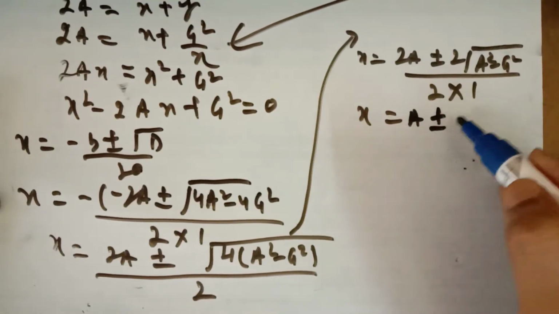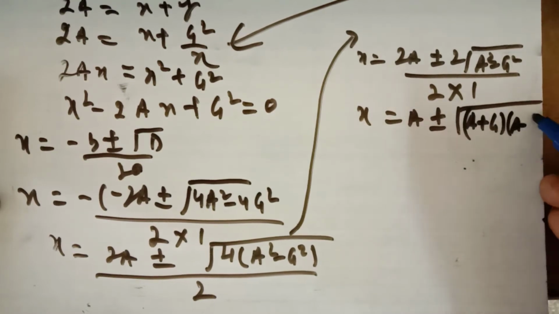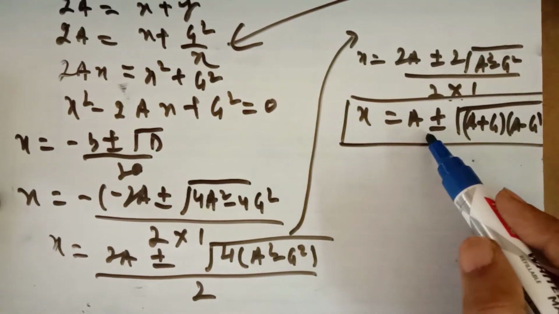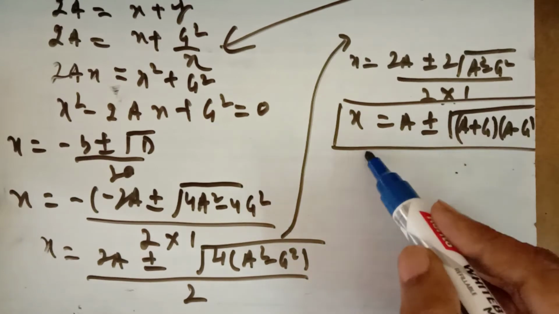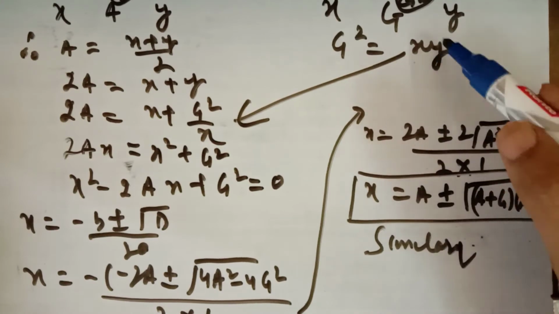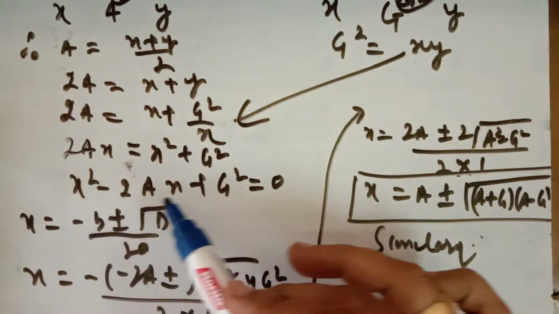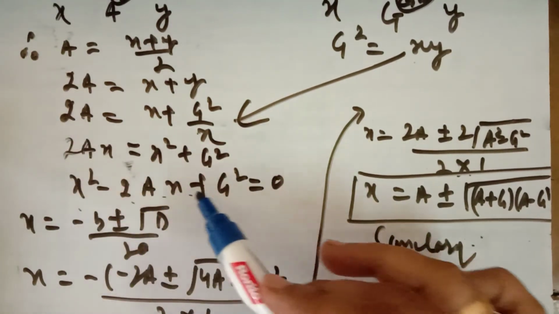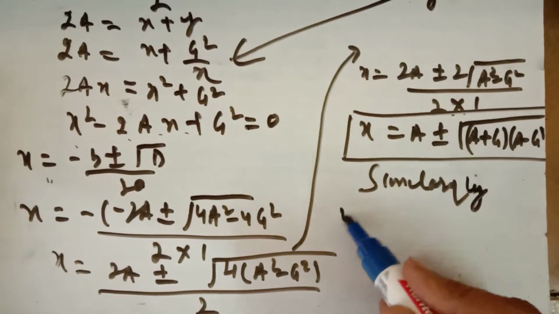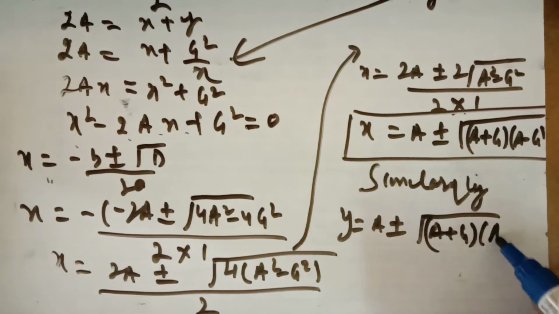So A ± √, for A² − G² you can write (A + G)(A − G). So this is the first number, that is x is equal to A ± √((A + G)(A − G)). Similarly, if you replace the value in place of y, that is G² upon y here, you will get the same quadratic equation in terms of y, that is y² − 2Ay + G², and you will get the value of y the same. So similarly, the value of y is also A ± √((A + G)(A − G)).